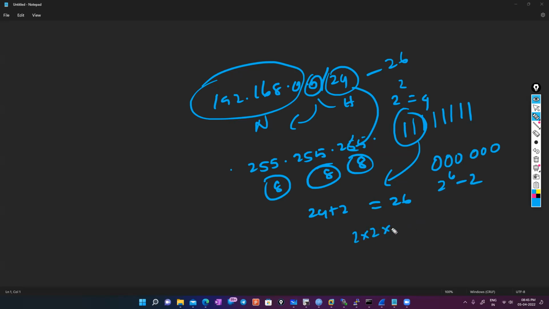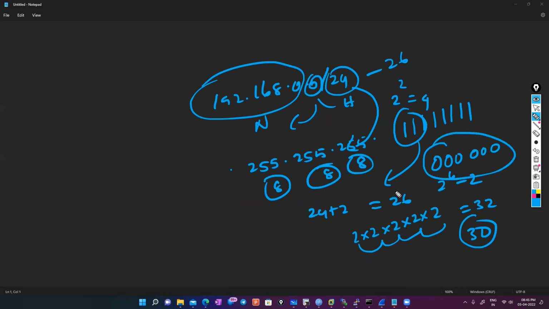2 into 2 into 2 into 2, 2, 2. 2 into 2, 4, 4 into 2, 8, 8 into 2, 16, 16 into 2, 32. So 32 minus 2, 30 hosts, right? In every network, I'll get 30 hosts. This is how I derived the values: based on the host bits, raise it to the power of 2. The host bits are 1, 2, 3, 4, 5, 6.